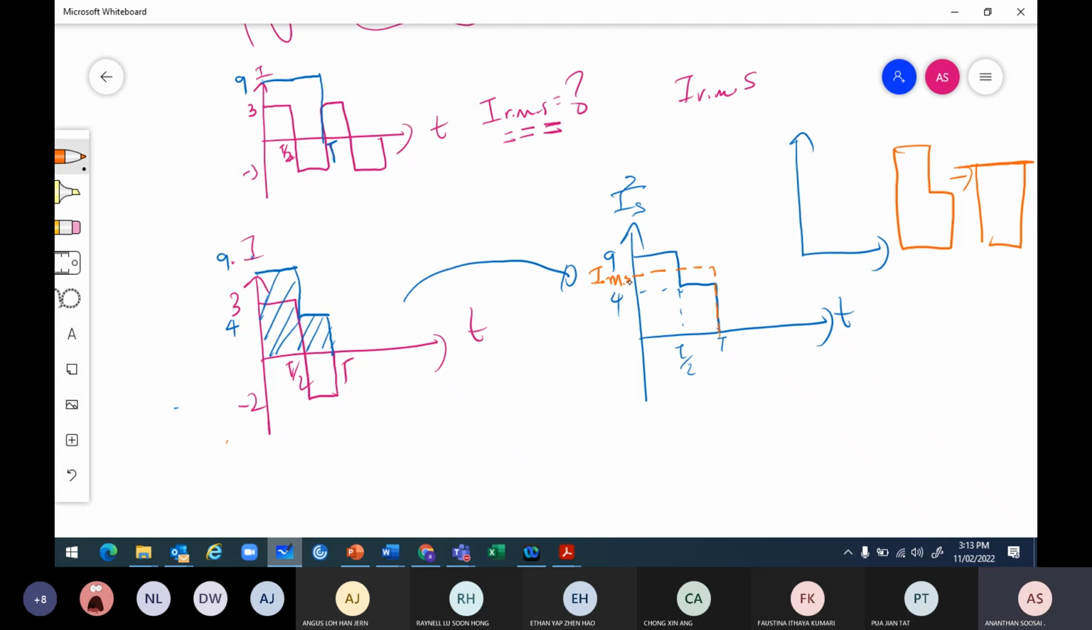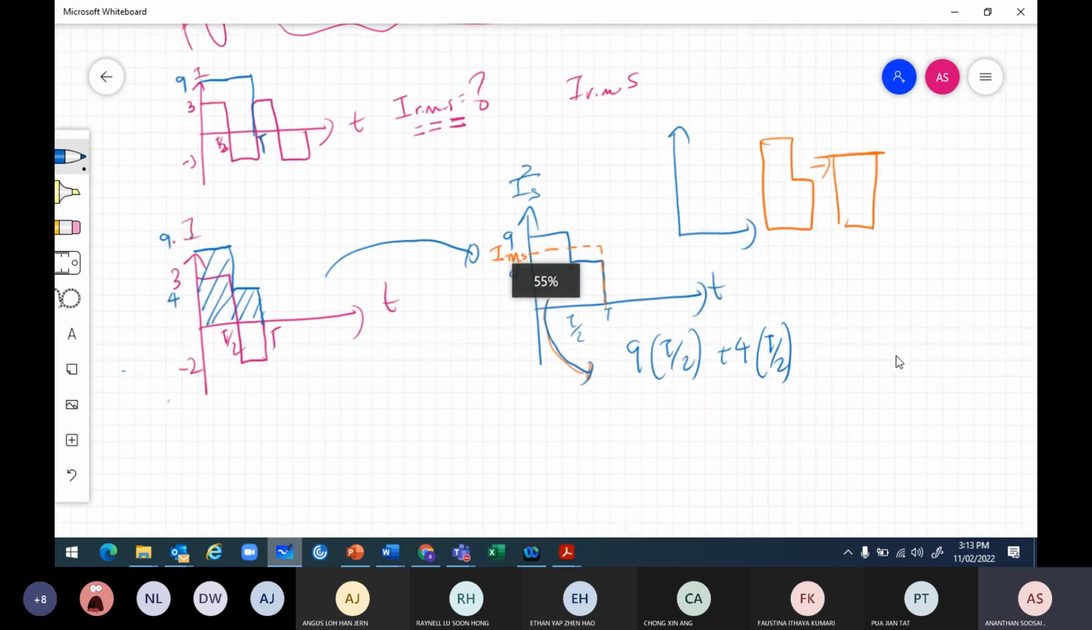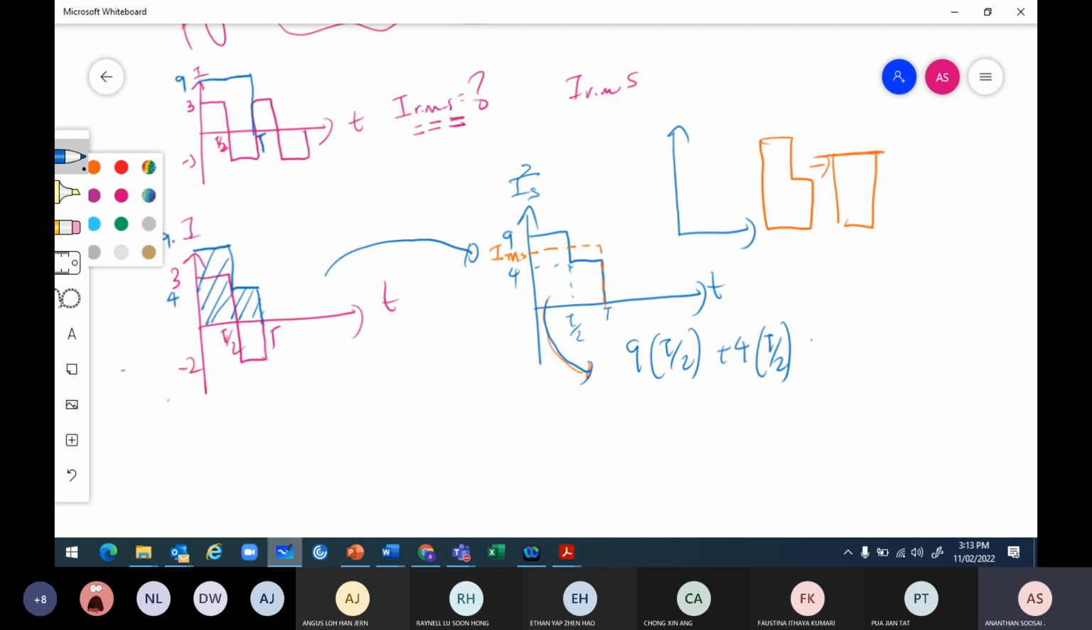So how do you get this mean squared value? How is this mean squared value related to the earlier area? The area is the same for both of them. So the original area, the blue one, is how much? The original area is 9 times T over 2 plus 4 times another T over 2, right? This is the original area, the two rectangle shape. This should be equivalent to the other area, the perfect rectangle, whose height is the mean squared current multiplied by the width. What is the width? The period.